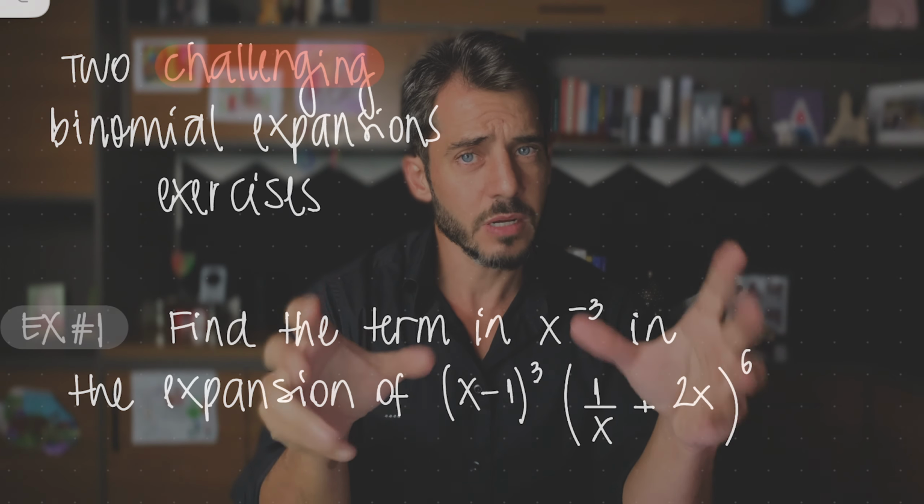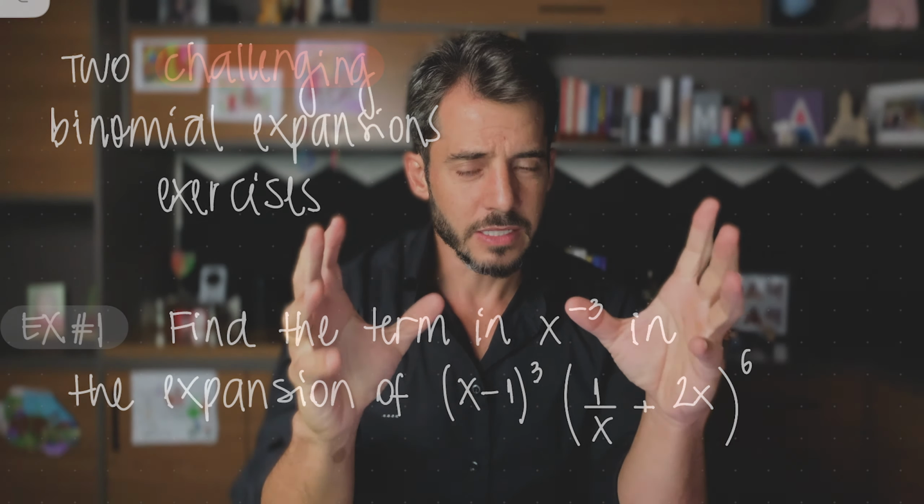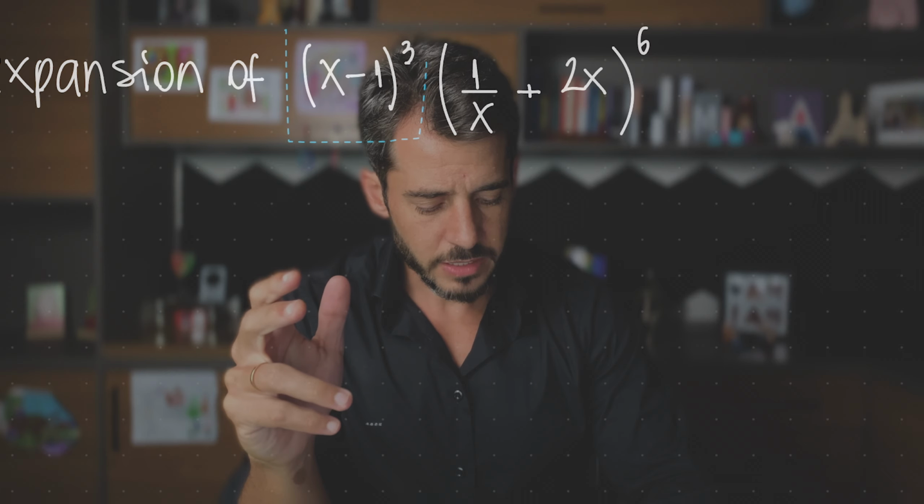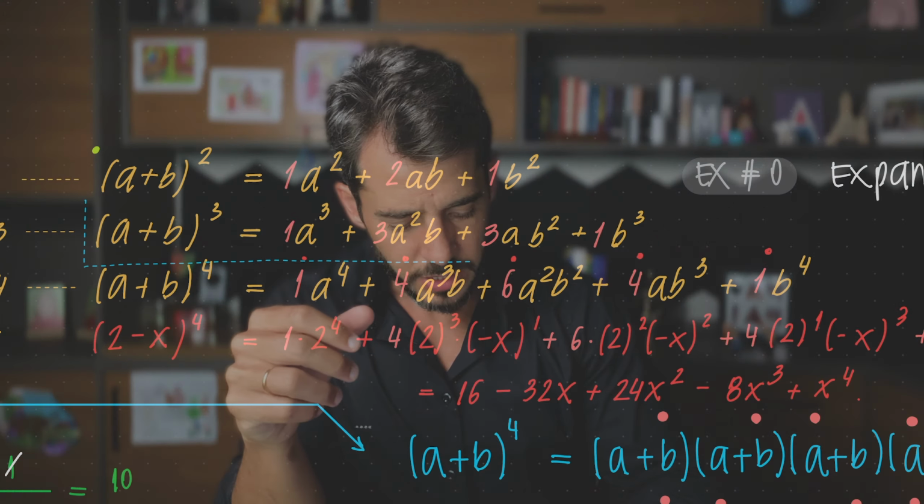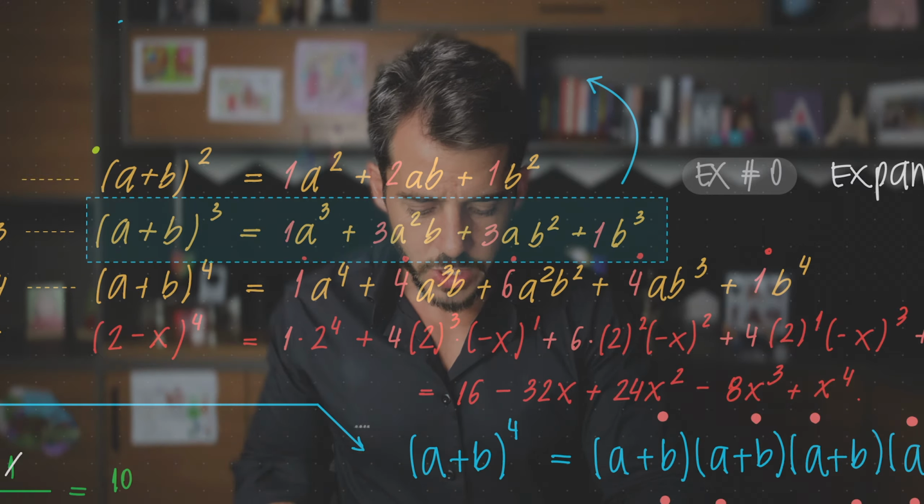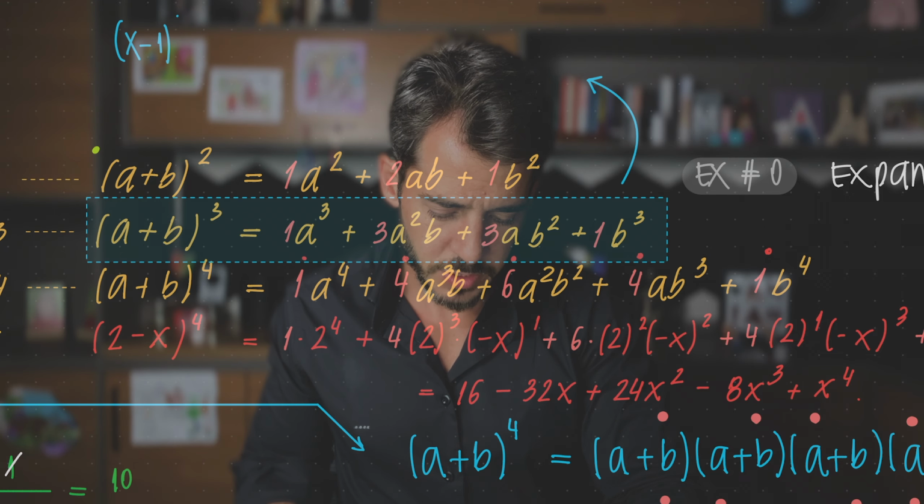When you have this type of question in IB math exams, one of the binomials will be a simpler one. And in this case, I am, of course, referring to x minus 1 cubed. Now, this expansion can be done quite fast. If you remember the third row of Pascal's triangle, which we can see right here, 1, 3, 3, 1, we can use it to expand x minus 1 cubed.